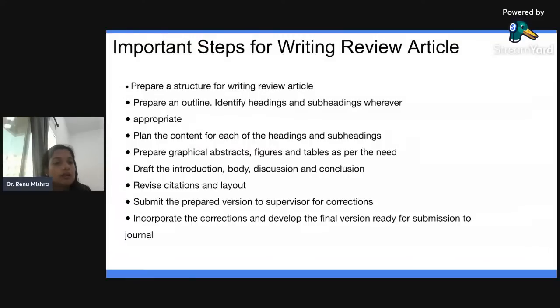Okay. Abstract should be well prepared, any figures, any tables if there are any. Okay. Introduction, discussion, conclusion. Citations play a very important role, because I have found that there is some in-text citation written in between the text, but the referencing for that citation at the last is not there.